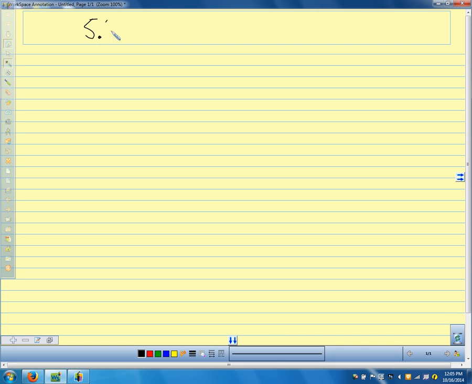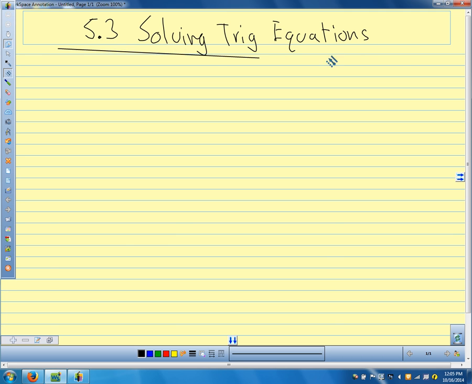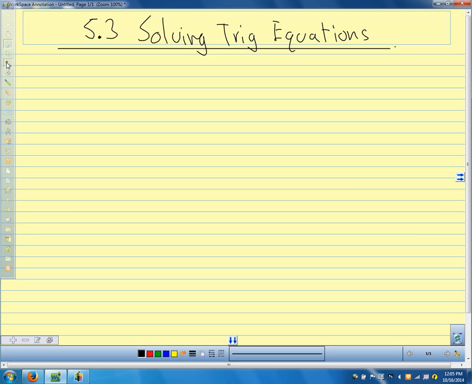All right, so we're in section 5.3. What we're going to be doing in this section is, this time, we are allowed to work across the equal sign. So we're not verifying identities anymore. We have an equation like 3x plus 5 equals 7, something like that, and we want to solve the equation, except our equations have trig functions in them.